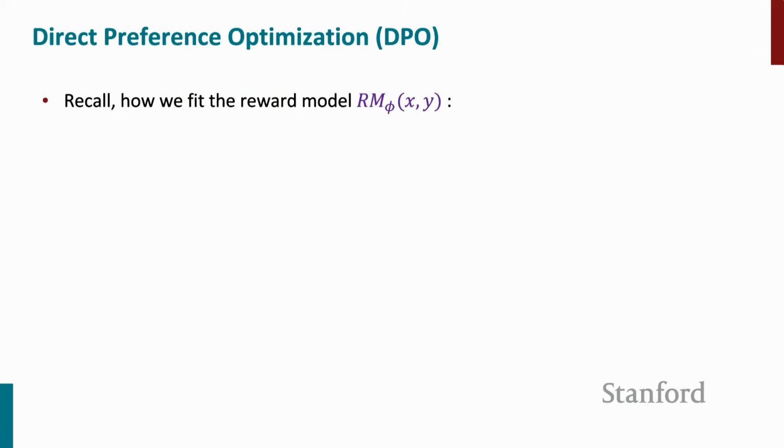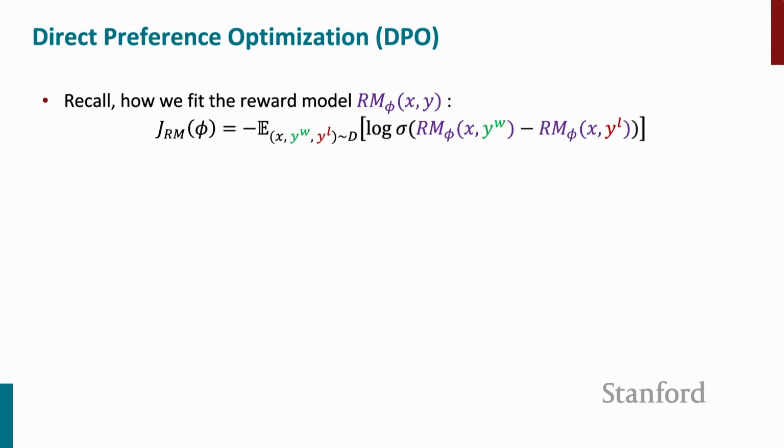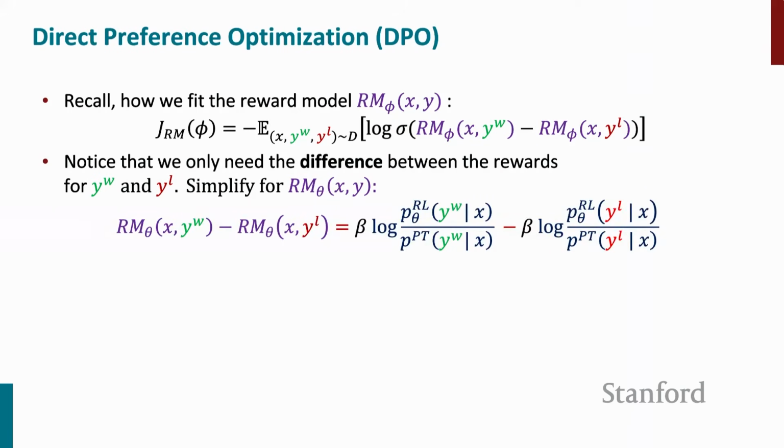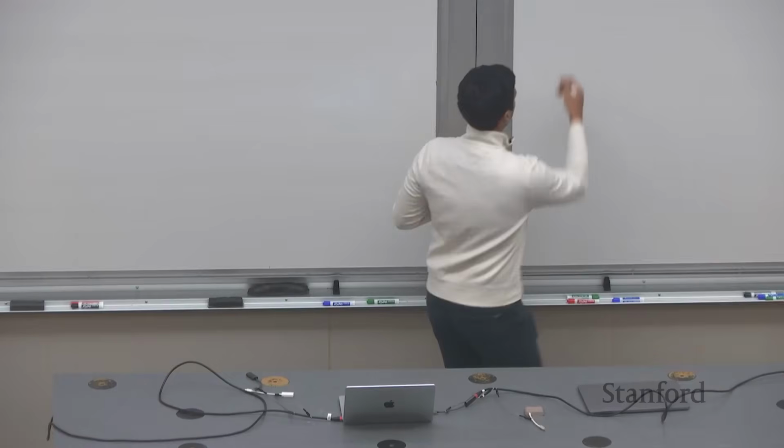Given the relationship we have derived so far, this is how we fit our reward model through the Bradley-Terry loss, where we want to make sure that the reward for the winning completion is higher than the reward for the losing completion. And so far, I've been asking you to ignore the partition function, but that was for a reason. The objective only optimizes for the difference between the rewards, so the partition function Z(x) simply cancels out. Maybe I can write this out on the board.